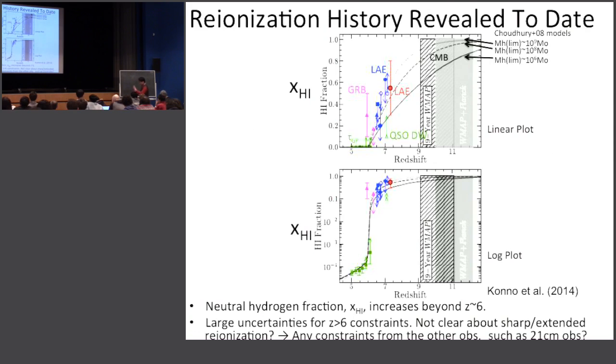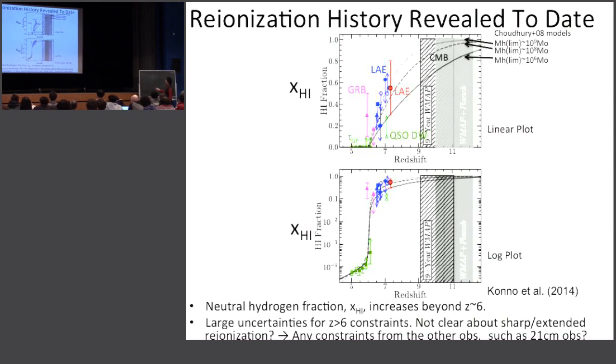So to summarize the cosmic reionization history, I show the neutral hydrogen fraction as a function of redshift, with the many constraints given by the quasar dark gap, CMB, and GRB, quasar, and Lyman-alpha emitter damping wing absorption lines. As you can see, there are still many upper limits, lower limits, and large error results.